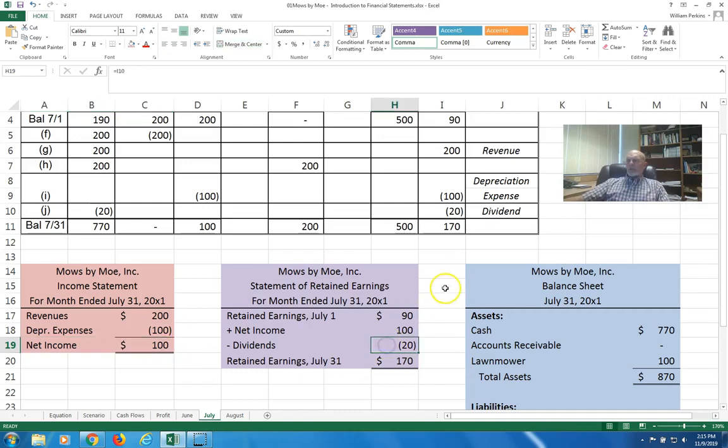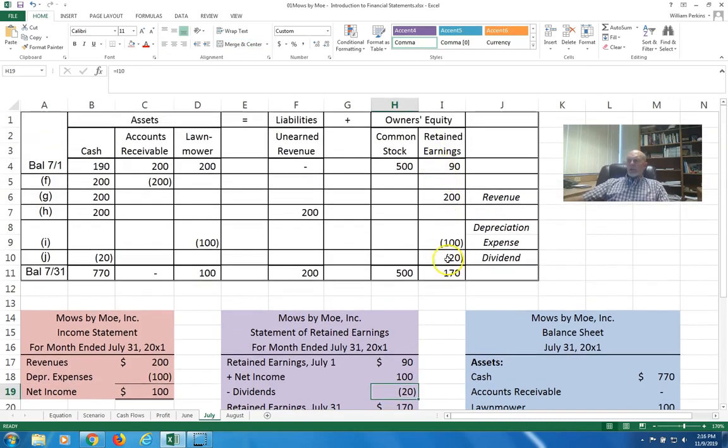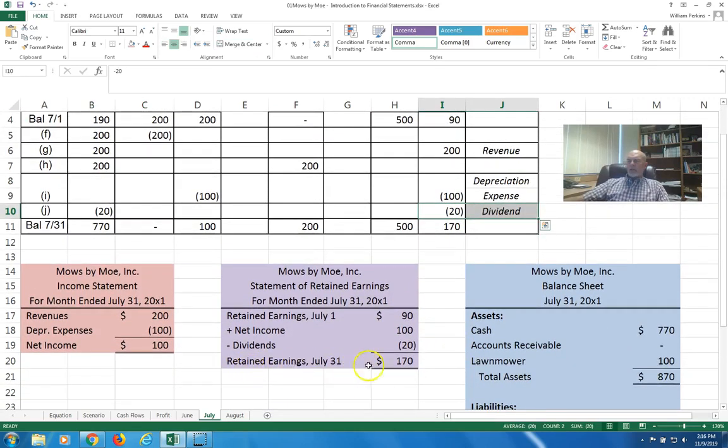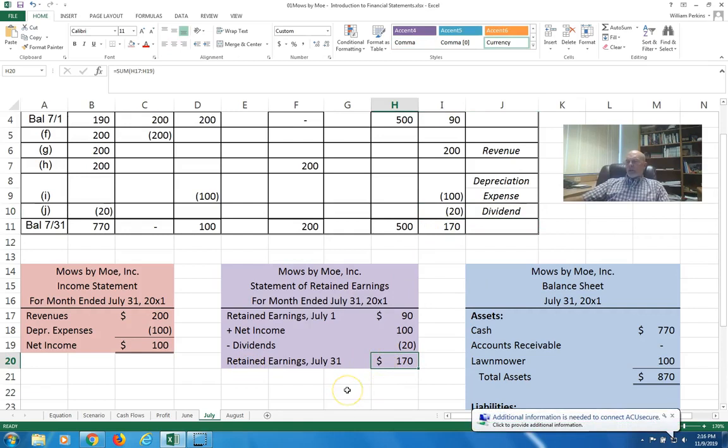Subtract the dividends. Again, that comes from the retained earnings column. Subtract the dividends in July, and that brings us to our ending balance, an ending column balance of 170 on July 31st.